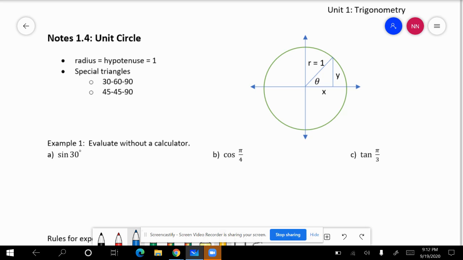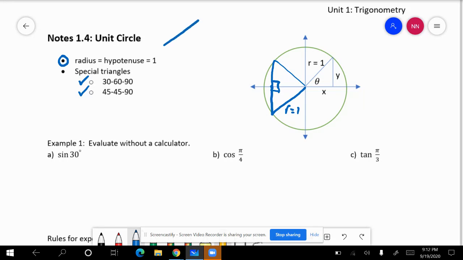What we're going to do is we're going to look at the unit circle. Two things that we know about the unit circle. One is that the radius is always equal to 1. So whatever triangle that we draw in the unit circle, we're always going to have a radius that is equal to 1. The other thing is that each triangle that we work with is either going to be a 30, 60, 90 or a 45, 45, 90 triangle.